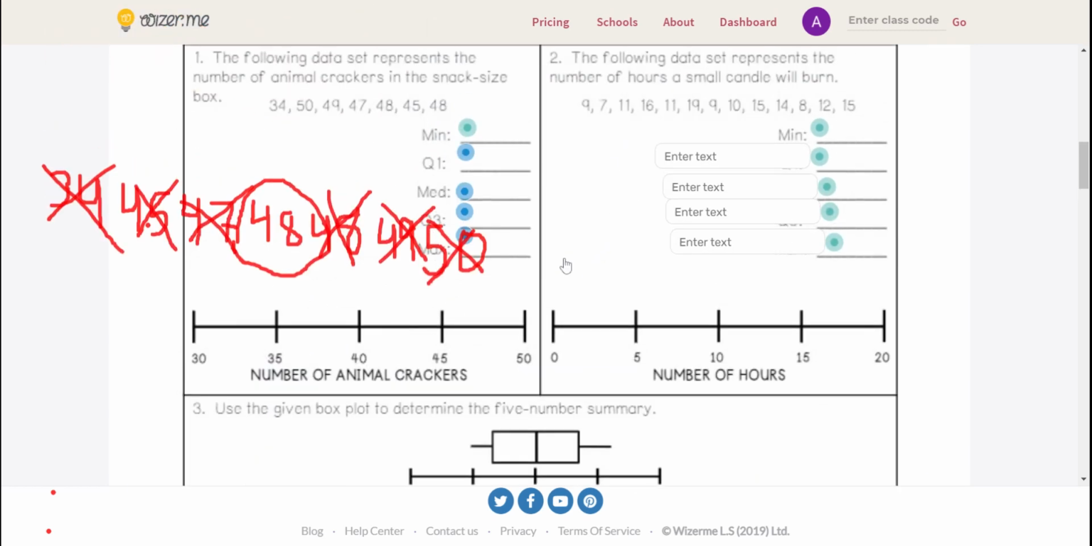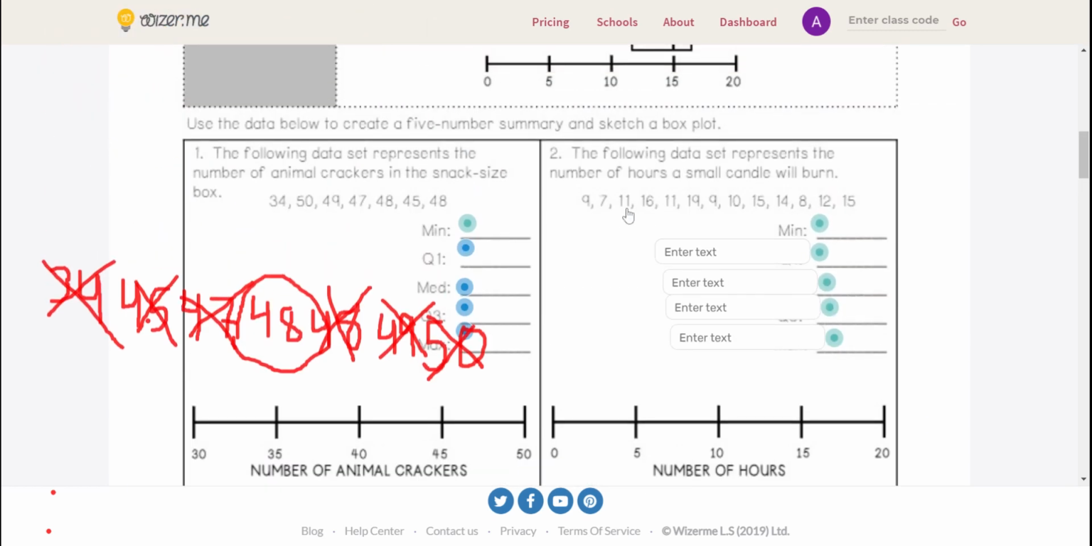I need you to do number 2 on your own. So the first thing you're going to do, step 1, is to line the data set up from least to greatest. And then I always say start with the median. So make X's like I did or if you want to just count the numbers and get to the middle number, you can do it that way. You don't have to make the X's.